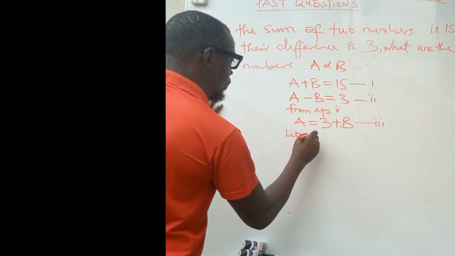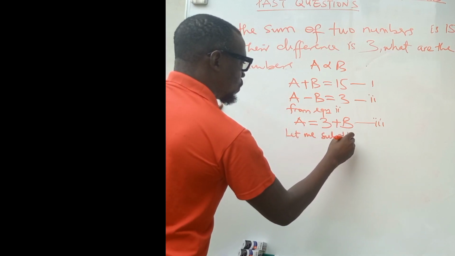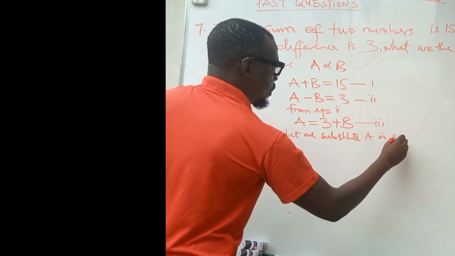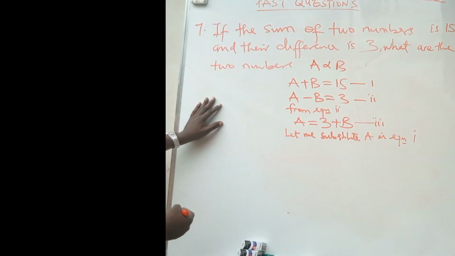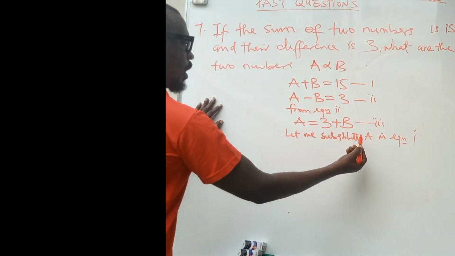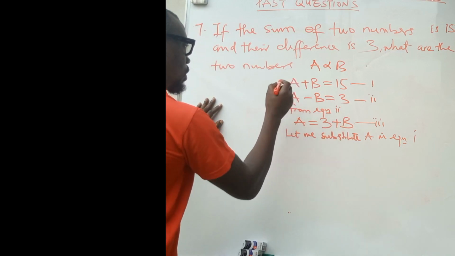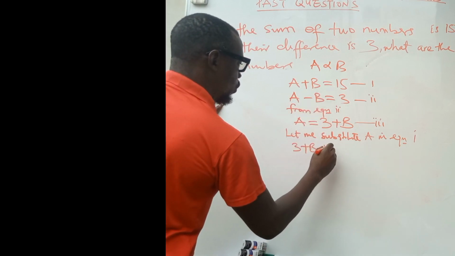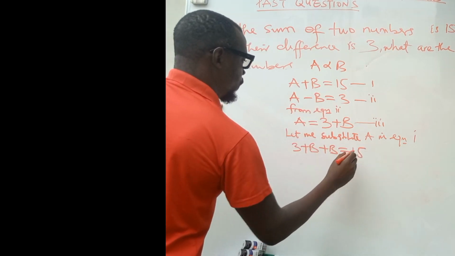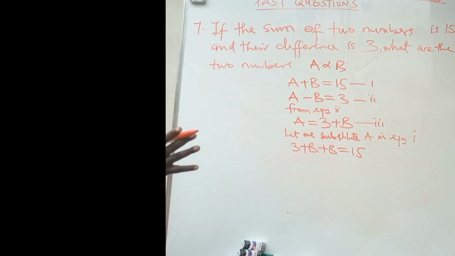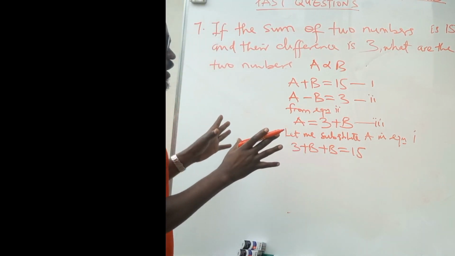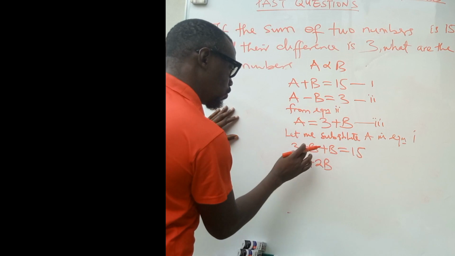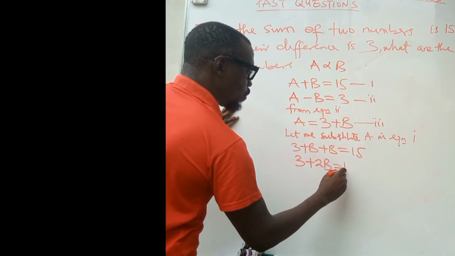Let me substitute A in equation 1. Now my A is 3 plus B. Let me put it here. 3 plus B, then plus B equal to 15. Now we have B as the only unknown. So this is going to be 3 plus 2B, because B plus B is 2B, is equal to 15.